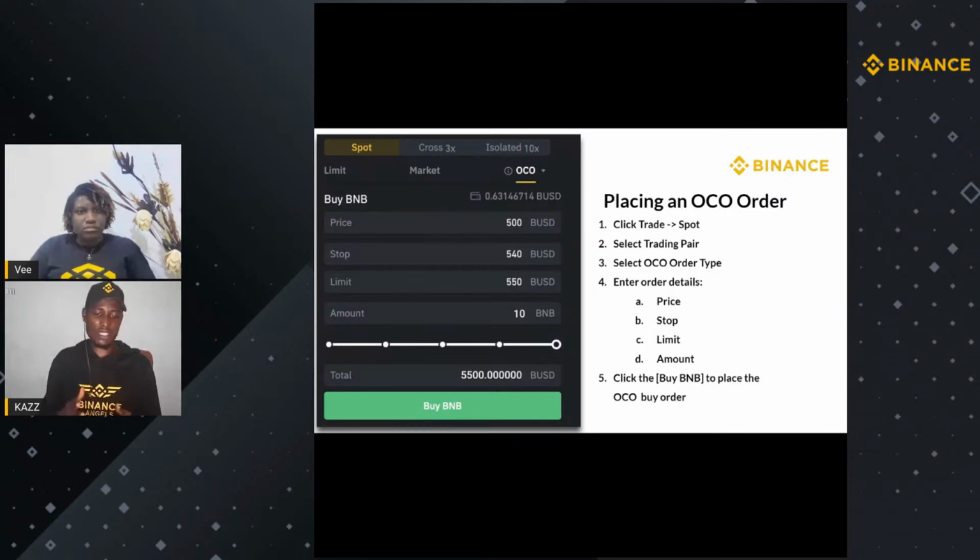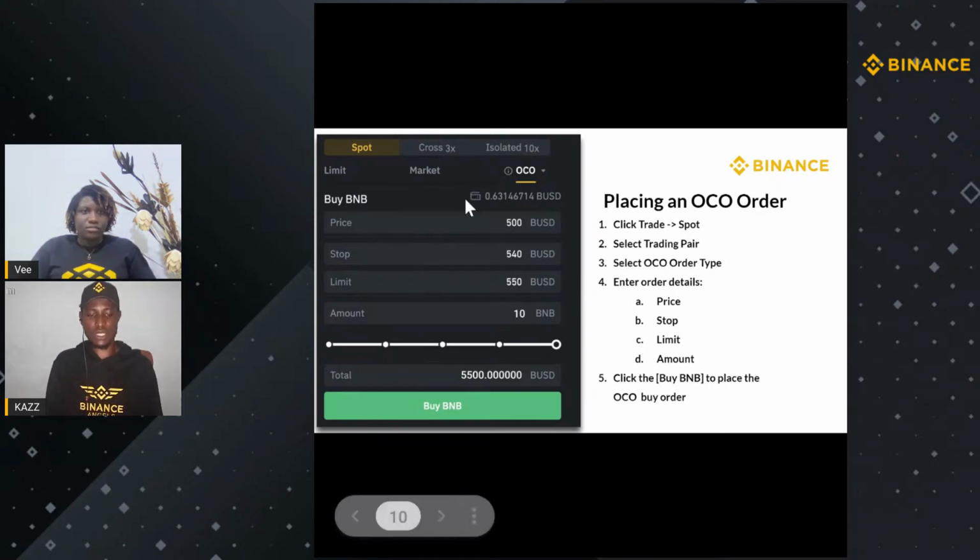Now let's look at how you place an OCO order on Binance, in just 5 simple steps. You go to trade, access spot, select your trading pair. Be very sure you select OCO. OCO might not automatically appear in the other types as displayed above. You have to probably tap on the drop down, the little arrow here, then select OCO.